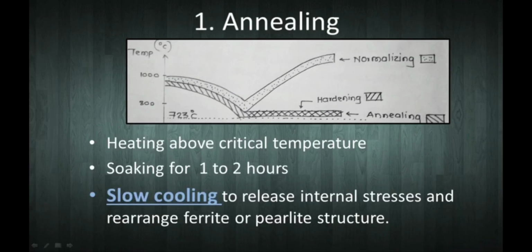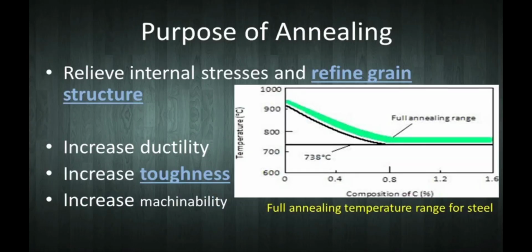Now annealing: heating above critical temperature, soaking it for 1 or 2 hours, slow cooling to release internal stresses and rearrange the ferrite or pearlite structure. In simple terms, annealing is softening the material so that we can use it in wire or wherever a ductile part is required. Annealing always releases internal stresses and it makes the material soft enough to be used in a small area or where wires can be formed.